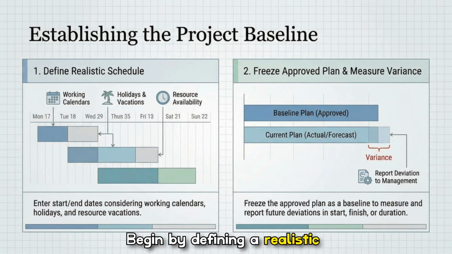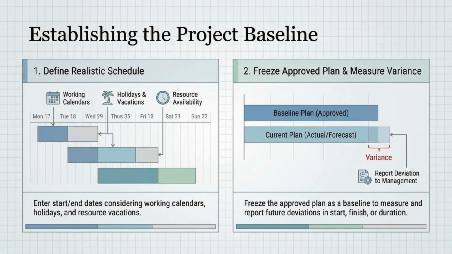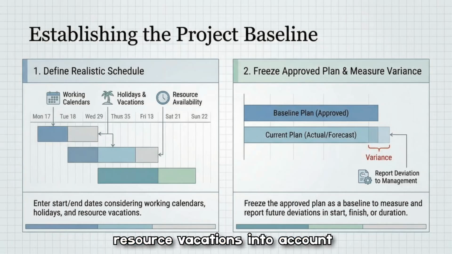Begin by defining a realistic schedule that takes working calendars, holidays, and resource vacations into account, so start and end dates are achievable. Once stakeholders approve the plan, freeze it as the baseline and use that baseline to measure variance between planned and actual dates. Those deviations then drive management reports and corrective actions to maintain control of the project.